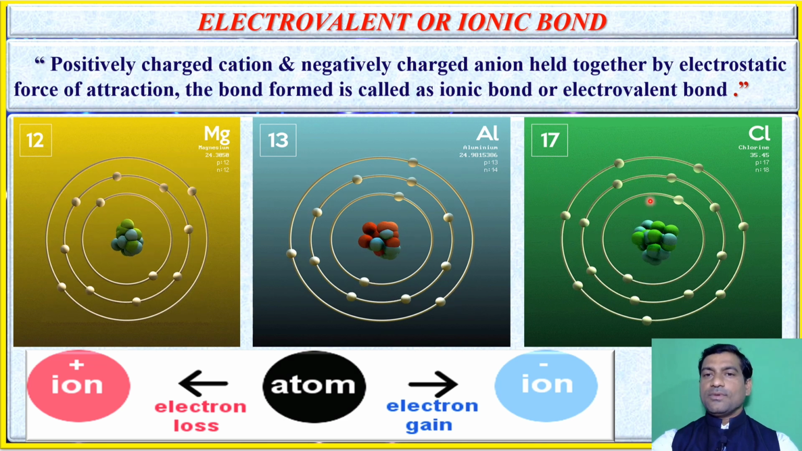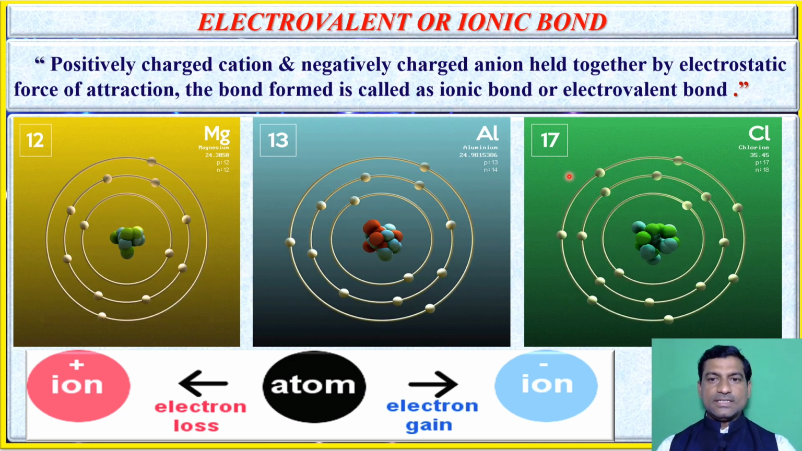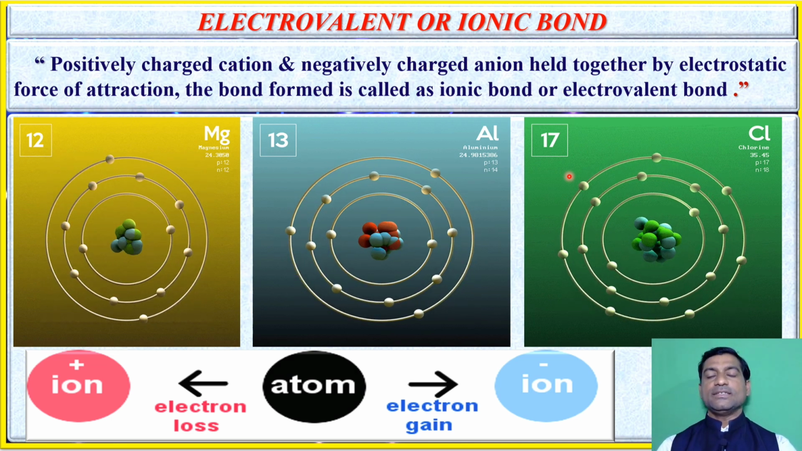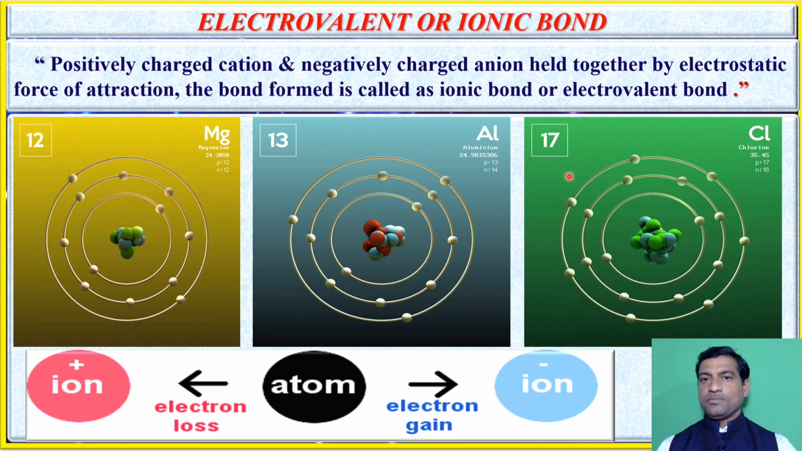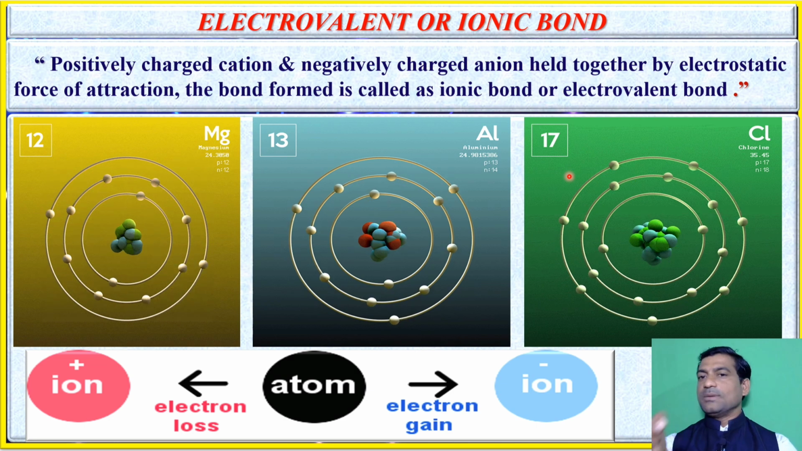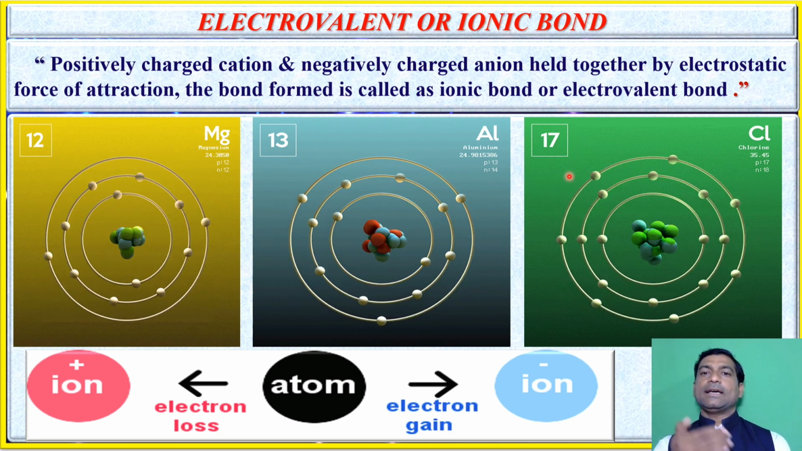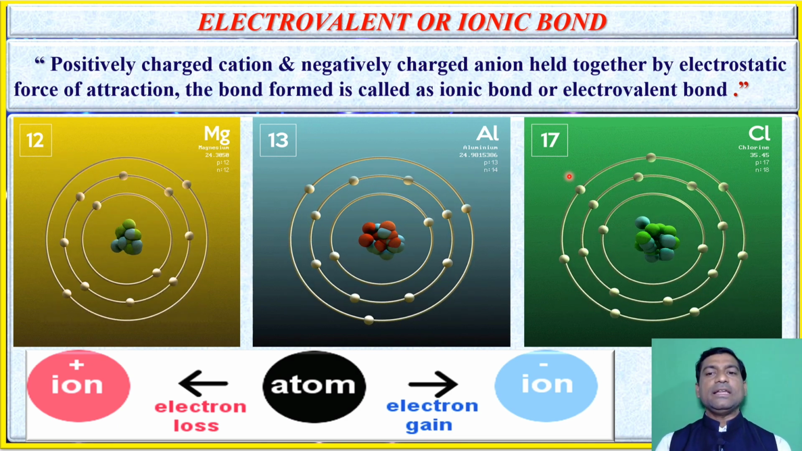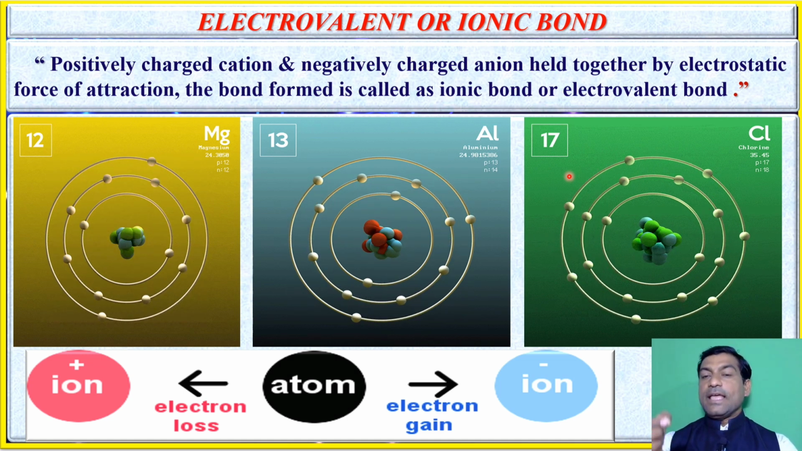Next one is, for example, the chlorine. The atomic number of chlorine is 17, so the first orbit contains the 2 electrons, second orbit contains the 8 electrons, and third orbit contains the 7 electrons. One electron is deficient or less to complete the outermost orbit in the chlorine, so the chlorine can accept the 1 electron to complete its outermost orbit and it acquires a negative charge. So it is an anion.